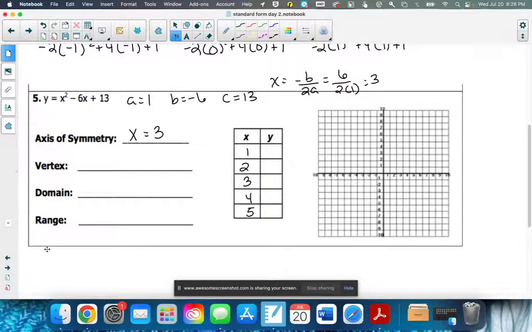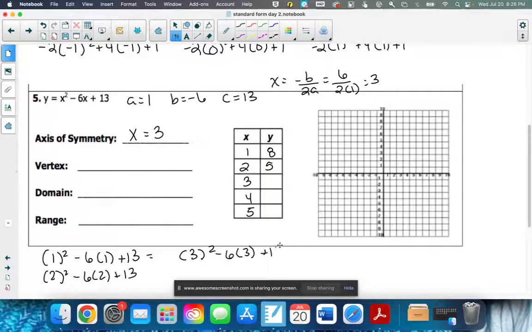So let's go ahead and substitute these values in. 1 squared minus 6 times 1 plus 13. 1, that's negative 5. That should be 8. Okay, and then 2 squared minus 6 times 2 plus 13. That's 4 minus 12. That's negative 8 plus 13 is 5. All right, and then 3 squared minus 6 times 3 plus 13. That's 9 minus 18. That's negative 9 plus 13 is 4. And then the other two should be matching 5 and 8. So our vertex is 3, 4.